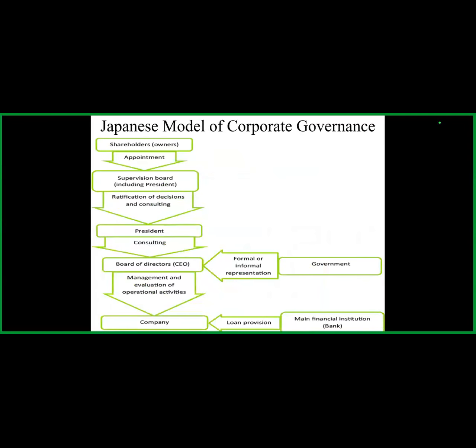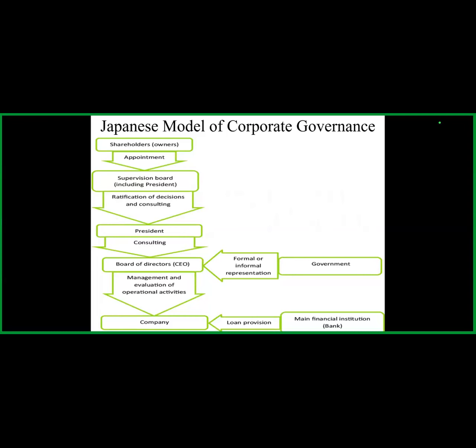Now the next one is the Japanese model of corporate governance. Under the Japanese model of corporate governance are the shareholders. The shareholders here also are considered as the owners of the organization. They make the appointment of what? They make the appointment of the supervision board. So there it is not called the board of directors, but there it is called the supervision board.